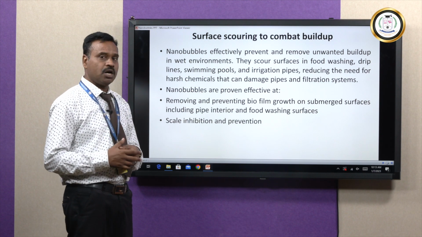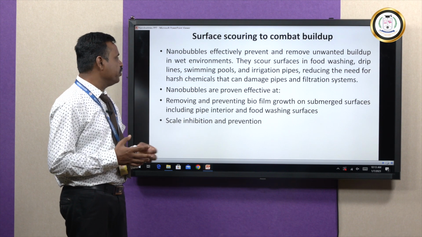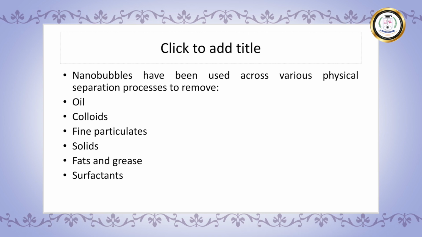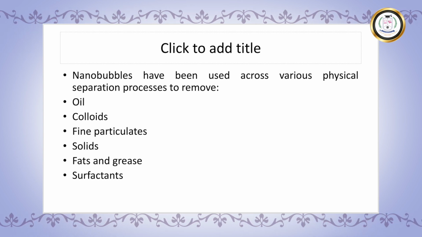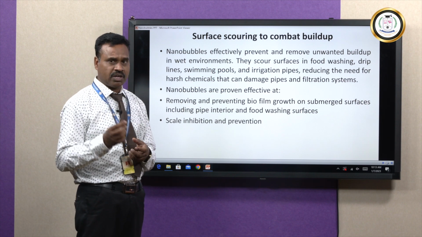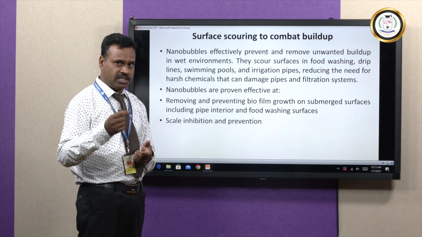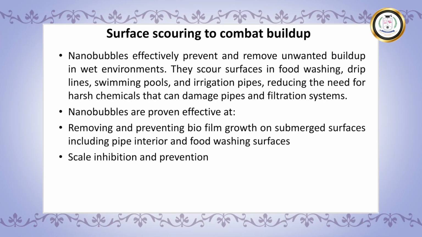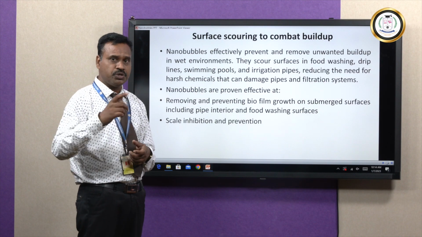And nanobubbles are proven effective at removing and preventing film growth on submerged surfaces, including pipe interior surfaces and food washing surfaces. Scale inhibition and prevention. Whatever scale formation occurs in the pipelines due to the continuous flow of liquids can also be prevented by means of this high pressure gas which is introduced into the pipelines.